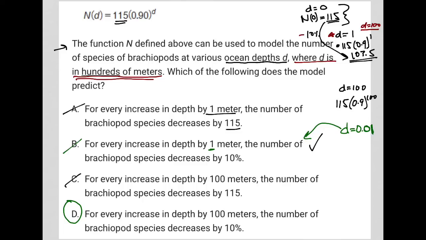Although this is a bit tricky, so we have to pay attention to the wording. d is in hundreds of meters.